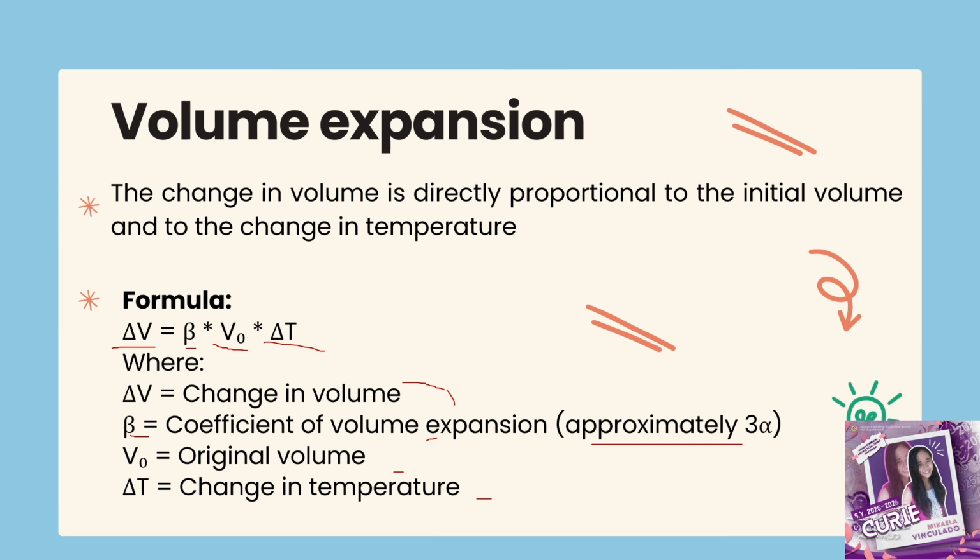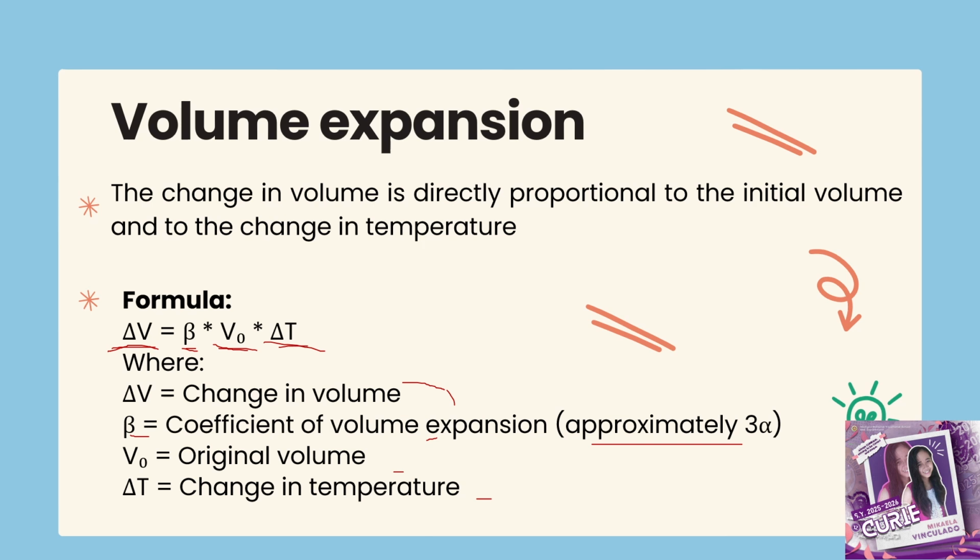Next, we'll define the second type of thermal expansion, which is volume expansion. What is volume expansion? The change in volume is directly proportional to the initial volume and the change in temperature. This occurs when a solid or liquid changes its volume instead of just its length. Here is the formula for volume expansion: delta V equals beta times V naught times delta T.